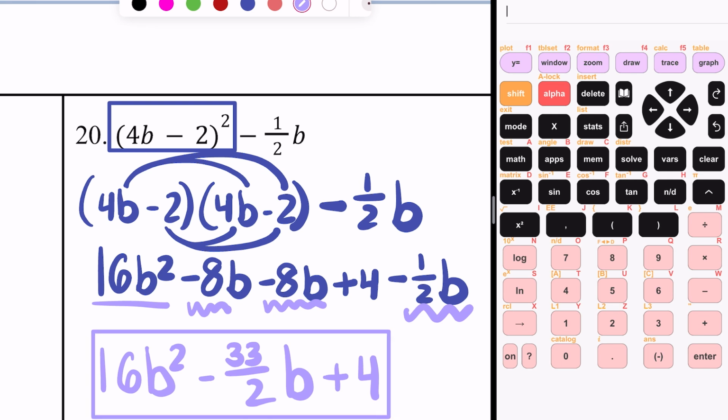All I did was when you see 4b minus 2 squared, that means you write it twice. I multiplied it out by multiplying each term in the first parenthesis by each term in the second parenthesis. And then I brought down the minus 1/2 b, and I combined it.